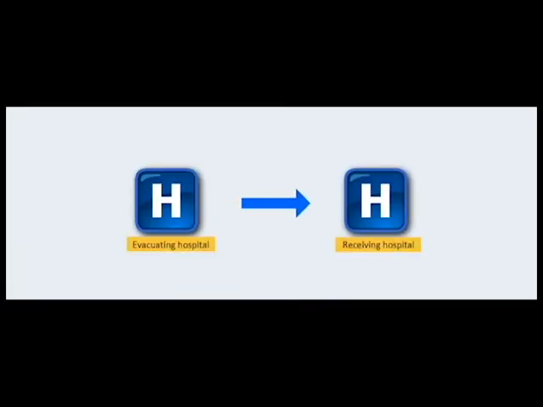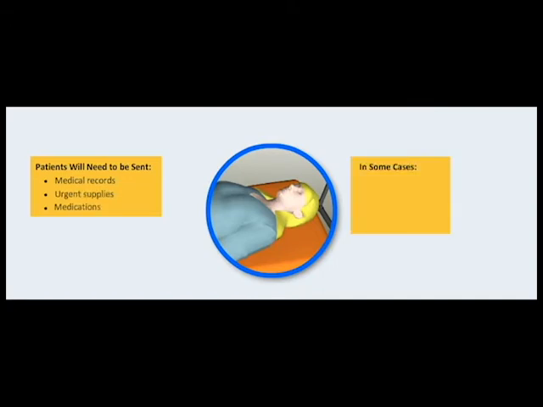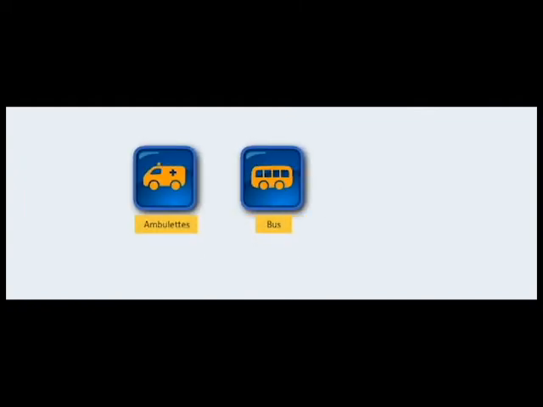Initially, patients to be evacuated are placed in designated surge holding areas. Placement in receiving facility beds will come as time and census permit. Therefore, patients will need to be sent with medical records, urgent supplies, medications, and in some cases, equipment such as beds, monitors, infusion pumps, and ventilators. Use non-ambulance transport methods such as ambulettes, school or transit buses, or even taxicabs for non-critical patients when feasible.